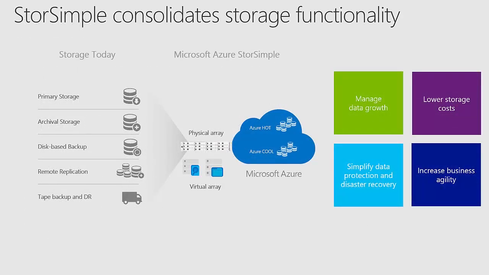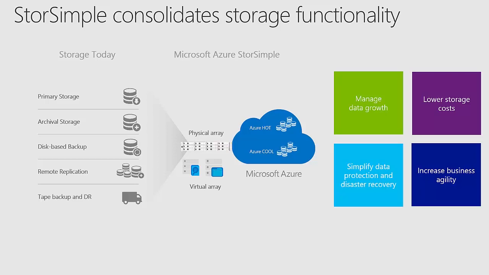So StorSimple is a hybrid cloud storage device that consolidates many of the storage functions that you might have. It acts like a primary storage device. It also acts like archival storage. It does backup and disaster recovery as well. And it does all this by using the cloud as a tier of storage and as a target for all the backups. So it has multiple tiers: an SSD tier, a hard disk tier, and the cloud tier.